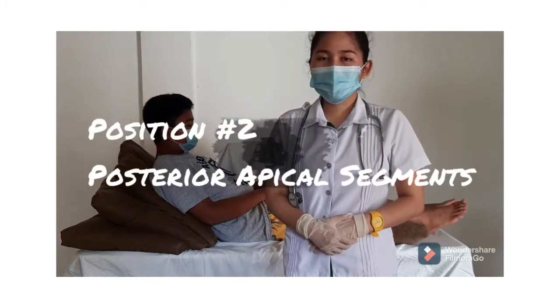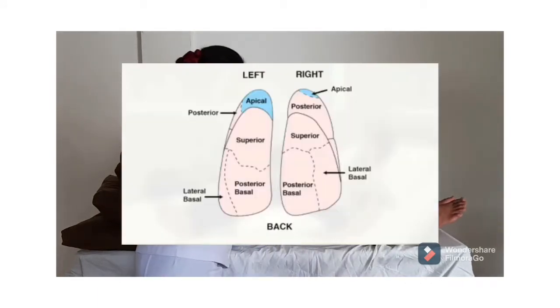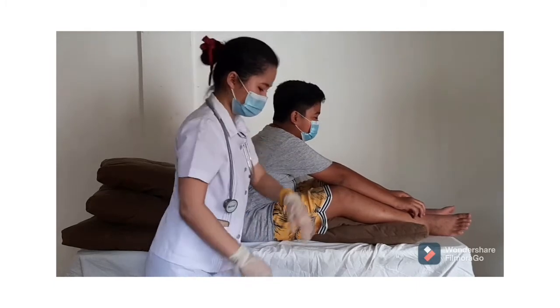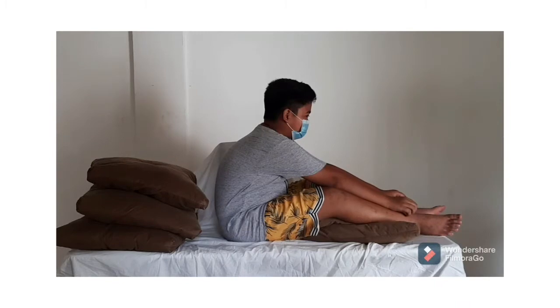Next is posterior apical segments. It is for secretion at the back and top of both lungs. The patient sits in bed and leans forward for a better and easier way of moving secretion.